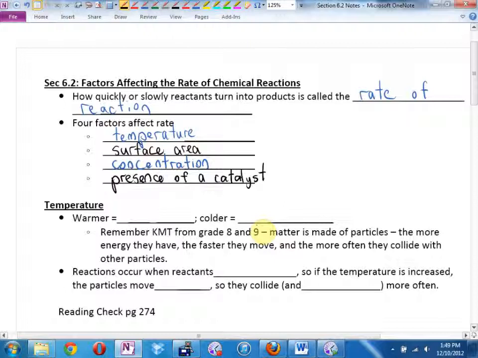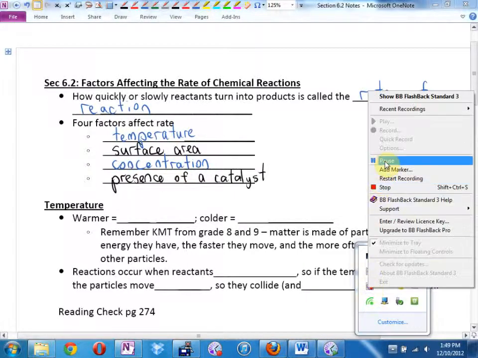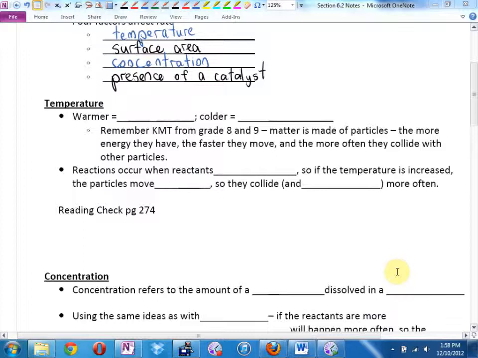I have a little video to show you that summarizes this, except the video breaks this up into 5, but it's a great analogy, so it works. Put your pencils down. So, temperature. You already know some of this.